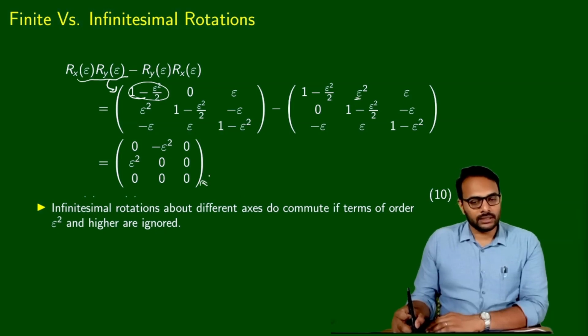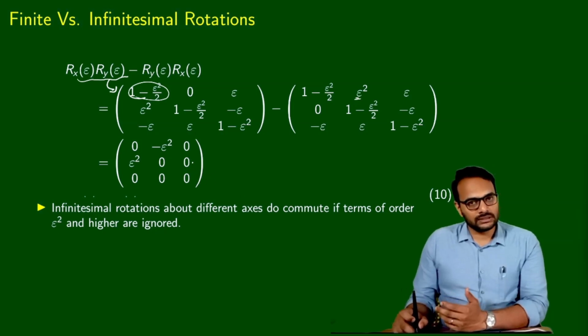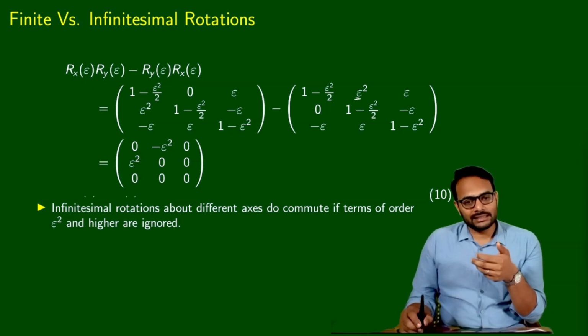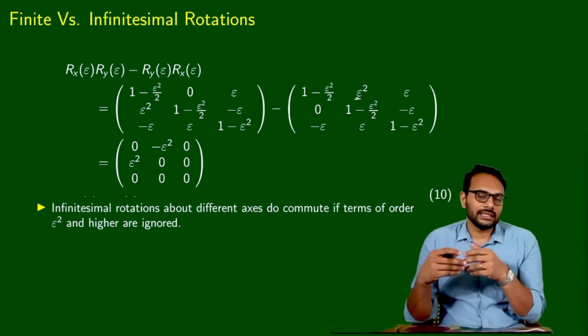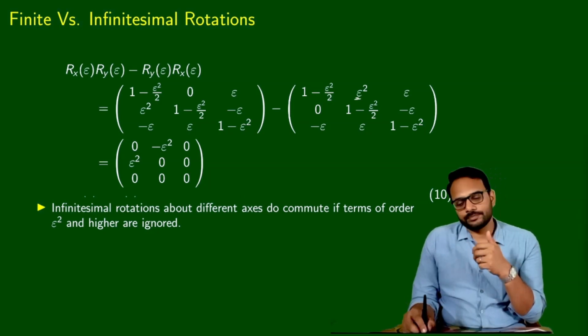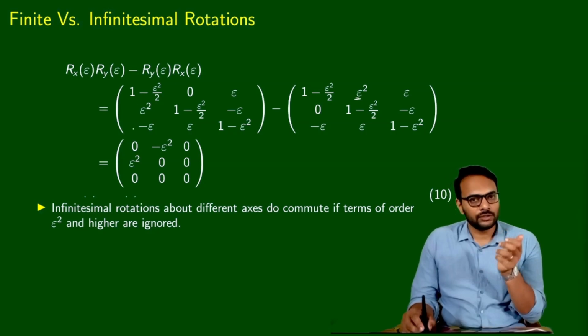Clearly we see that this is not 0, which means that, again, quantitatively we are seeing that rotations about different axes do not actually commute. It matters which rotation is carried out first.